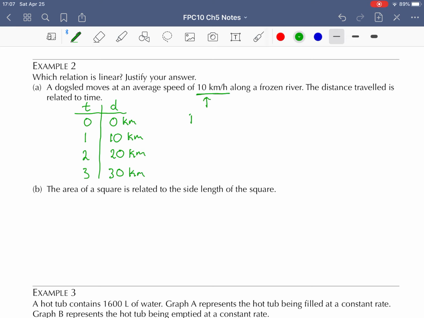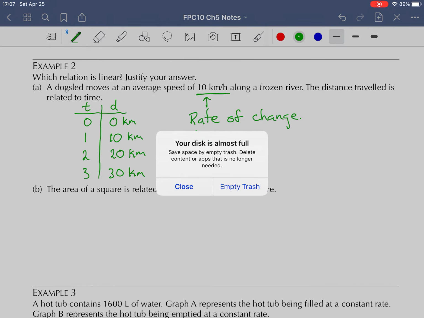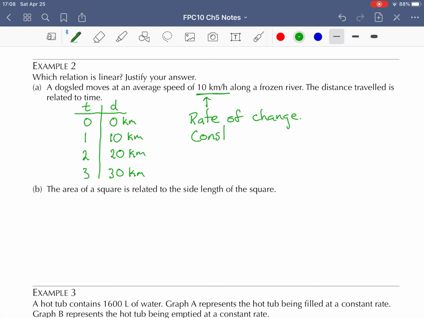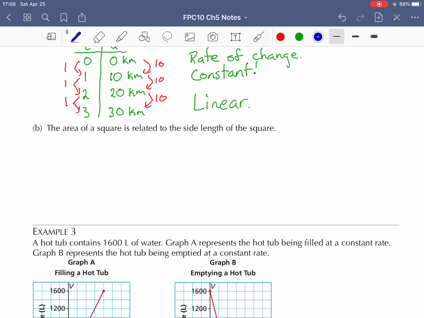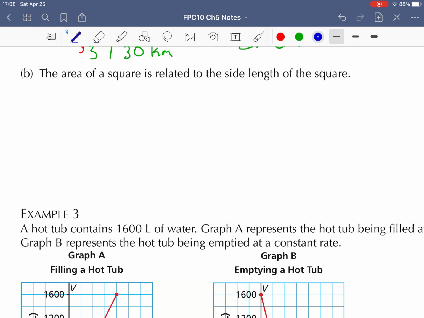This 10 kilometers an hour is our rate of change. And it is constant. So you can see here that this goes up by 1, by 1, by 1. This goes up by 10, by 10, by 10. So yes, this graph is linear. We have a constant rate of change. Now let's quickly look at letter B before I run out of disk space.